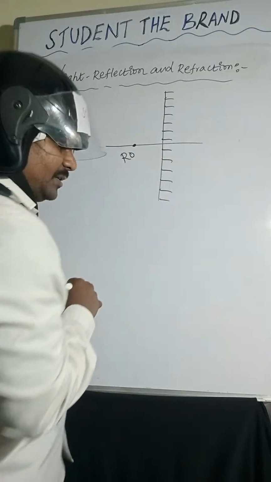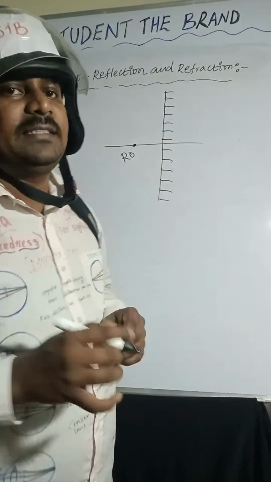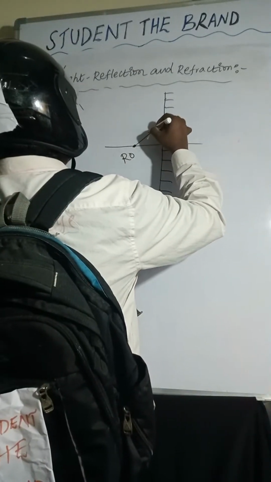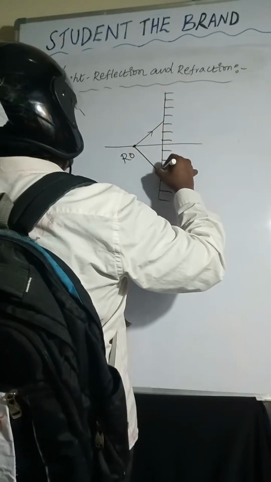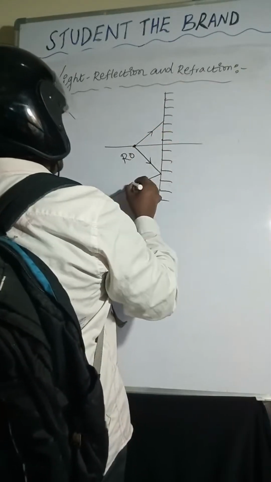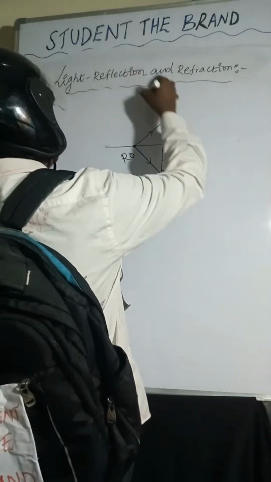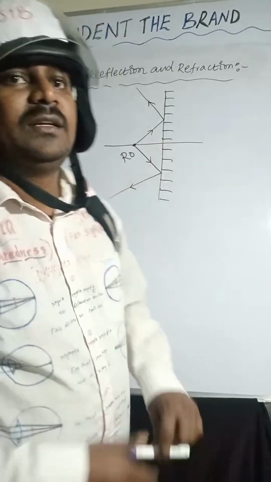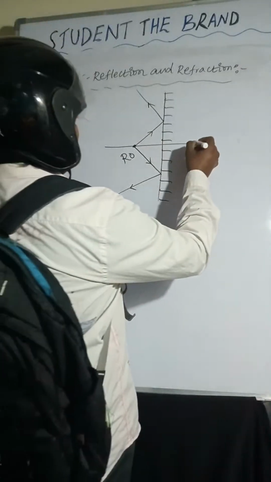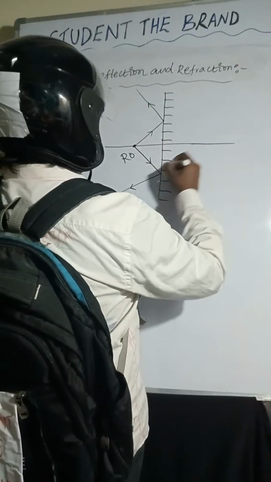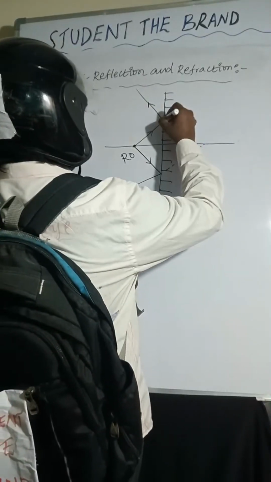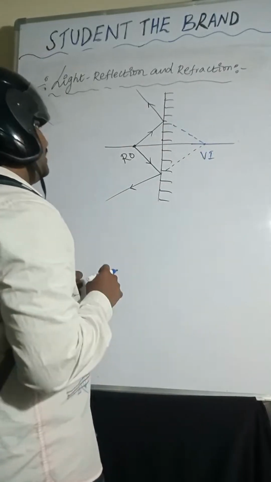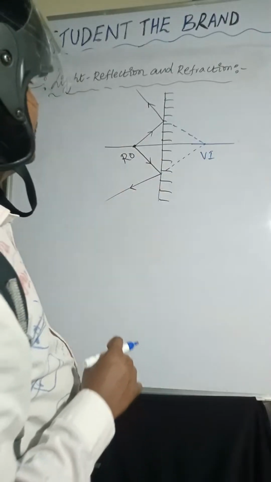Real object. From this point, light rays are coming, and after reflection the light rays are moving away from it. One light ray I am taking like this, another light ray like this. These light rays are moving away. If you extend those light rays backward, where you cannot see, there a virtual image will form. Virtual image, and here also a virtual image. So here, real object and virtual image.